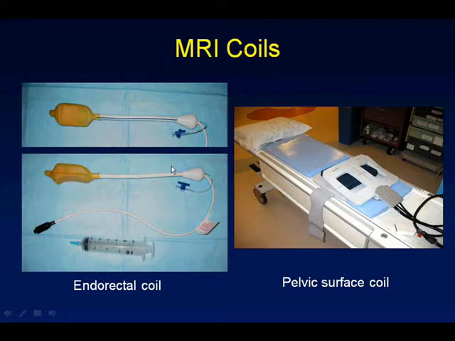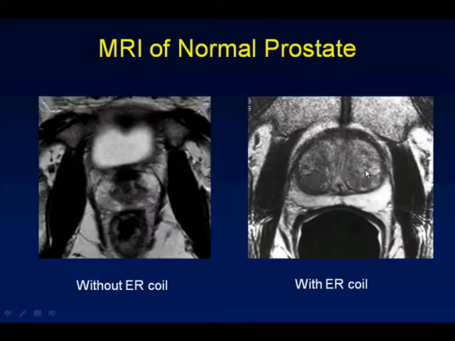And then once that's put in, the surface array coils are also applied to the patient, and they get their MRI. So just to show an example of how, when you use a coil, you do get improved visualization of the prostate gland. So this is without the coil, and this is with the coil. You can see the exquisite peripheral zone here is homogeneous on T2, and that's a normal prostate gland.